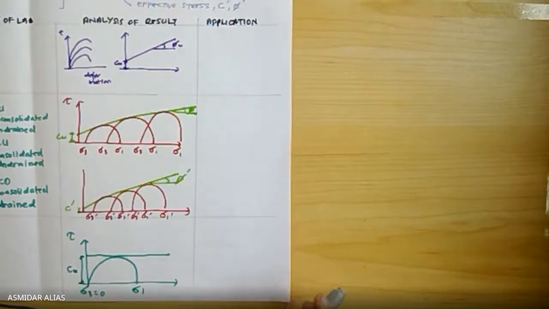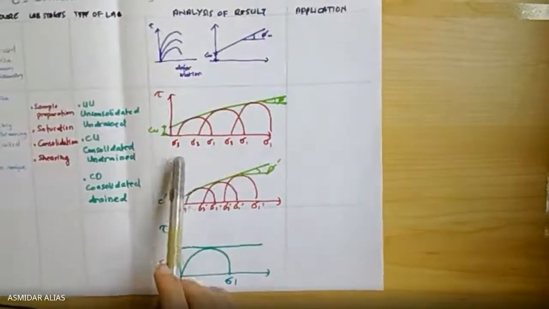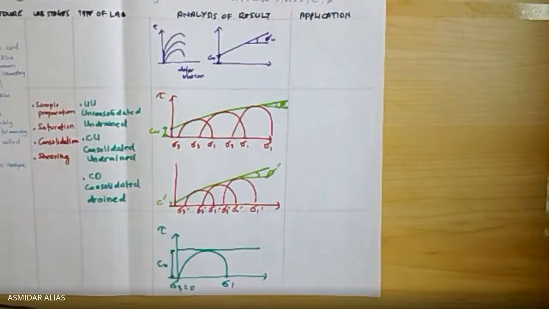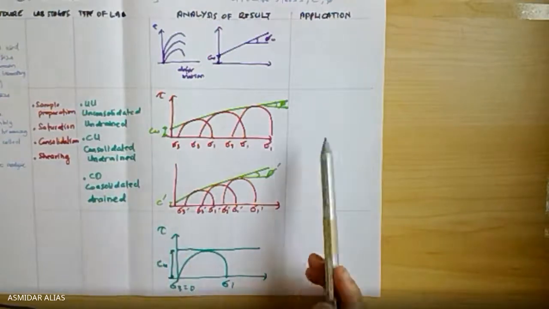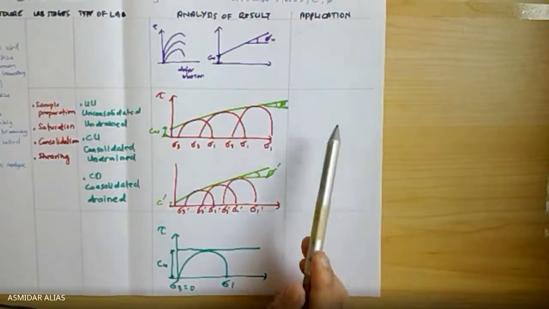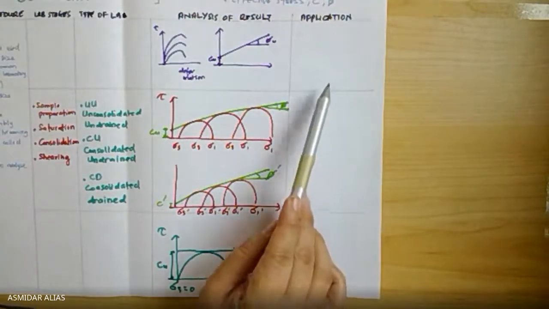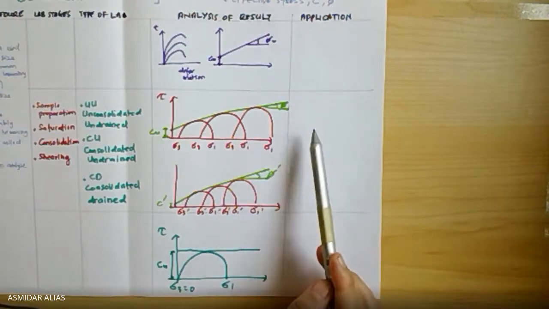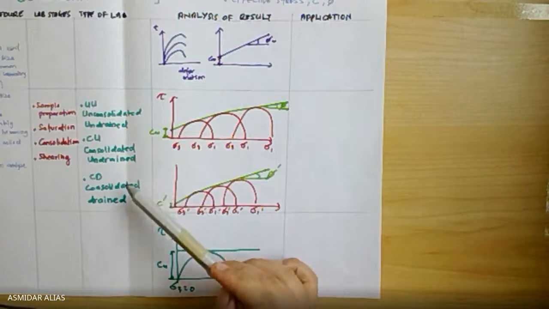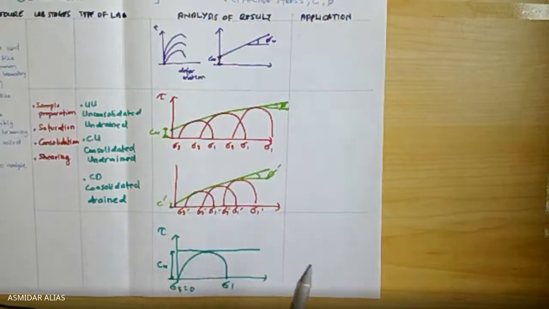So the last part, you can put whatever application is related to this experiment. For each of the lab tests, it has its own application. The same with your triaxial test. When mentioning the UU test, CU test, and CD test, each has its own application. So you can fill in this blank space to explain the application of all of these three lab tests.